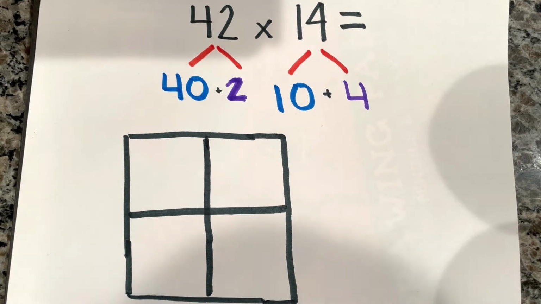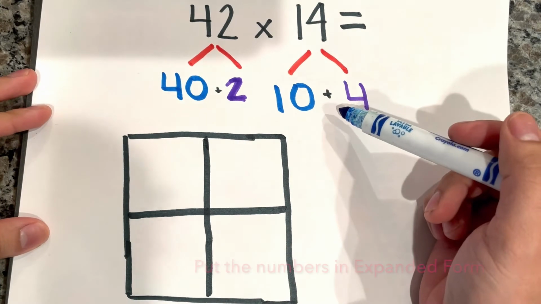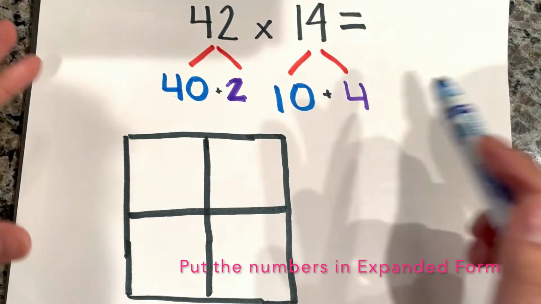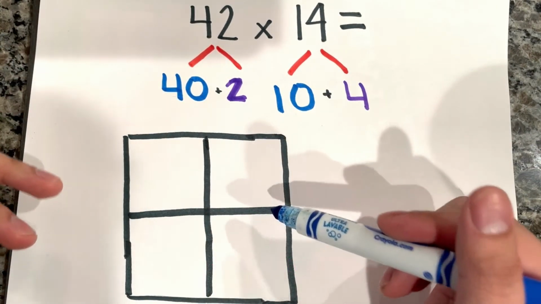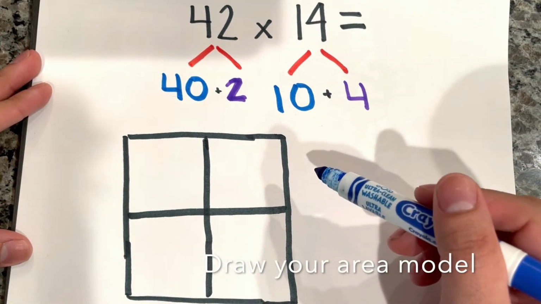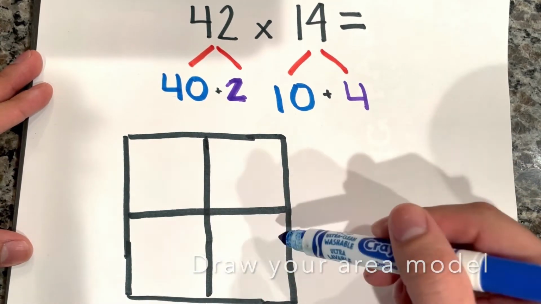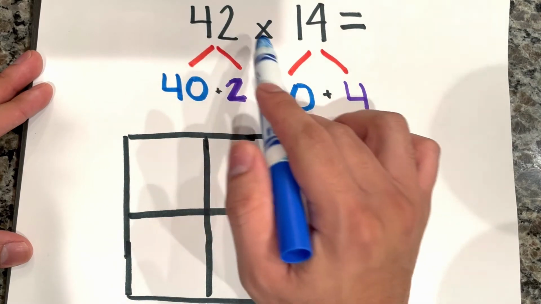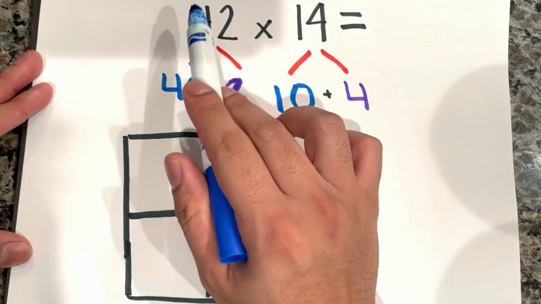Well, let's recap. We did our step 1, which was put the numbers in expanded form, okay? Our step 2, we drew our little area model. And we drew 4 boxes because we have 4 parts. 1, 2, 3, 4. 2 and 2, okay?